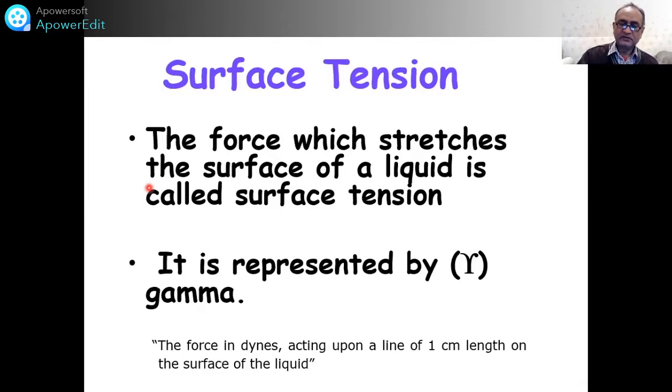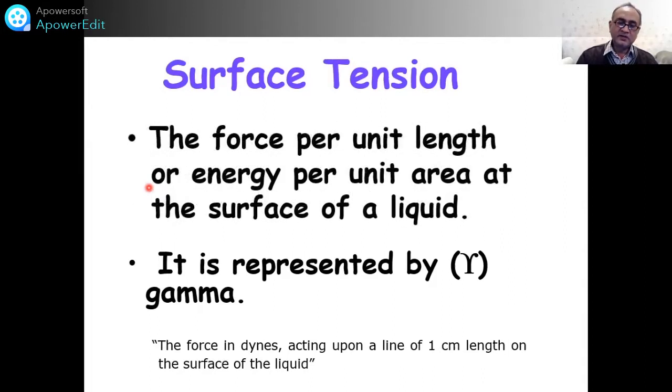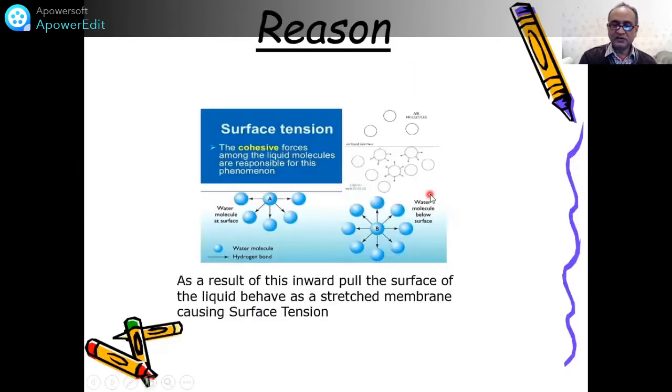It is represented by gamma. Another definition: the force in dynes acting upon a line of the surface, this is a little bit technical, that is, how much force is acting. The force in dynes acting on a certain length, like 1 centimeter, on the surface of the liquid. What is another definition according to the book? The force per unit length, how much force is being applied on a particular length, or how much energy is there at a certain area. This is simply called surface tension.